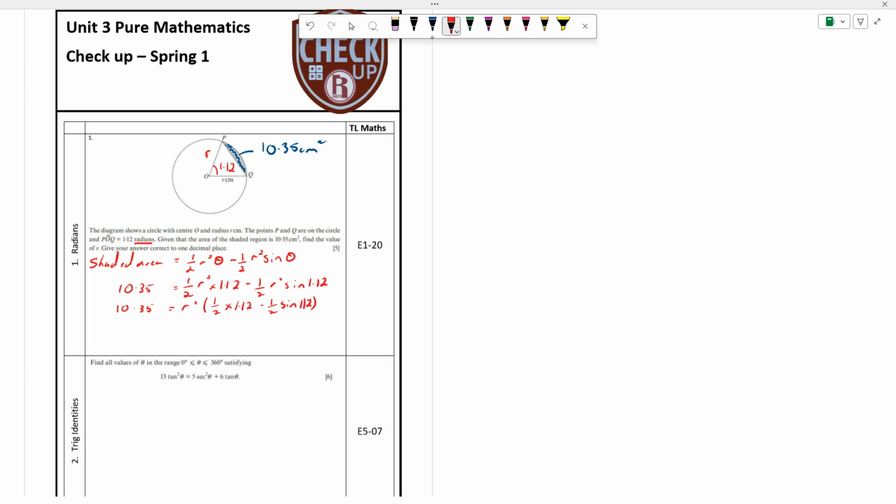I've done that because, in fact, let me make that 1.12, not 112. I'm going to type in what's in that bracket. R squared times by this bracket, which gives me 0.1099... and I'm just going to divide by that on the other side. So that gives me R squared is 94.133. Again, I'm not rounding anything as I go along here. I'm simply going to square root for my answer. I'm going to get 9.7... It wants it to one decimal place, so I get 9.7 centimeters.